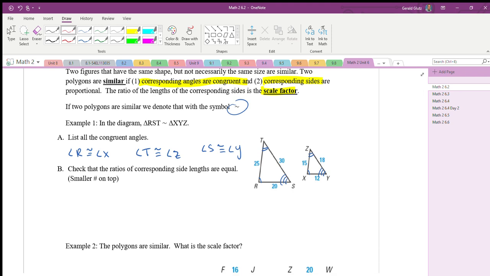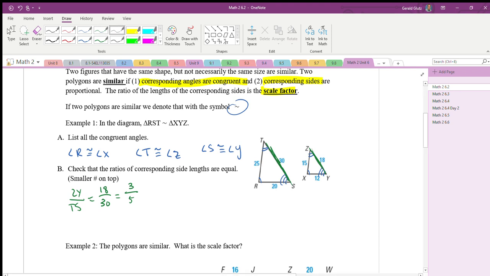So part B, check that the ratios of the corresponding side lengths are equal. So ZY is corresponding to TS. Those two should form some type of proportion. ZY is 18 in length, TS is 30. If I reduce the fraction, I know that 6 goes into 18 and 30. 6 goes into 18 3 times, 6 goes into 30 5 times. So 3/5 would be that as a reduced fraction.